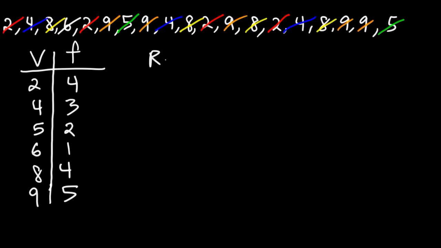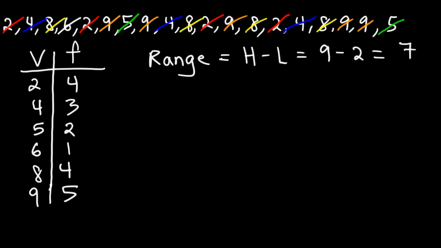Next, let's calculate the range. So as we said before, the range is going to be the difference between the highest value and the lowest value. And we can easily see the highest value in our table. The highest value is 9, and the lowest value is 2. So 9 minus 2 is 7. So that's going to be the range for this example.